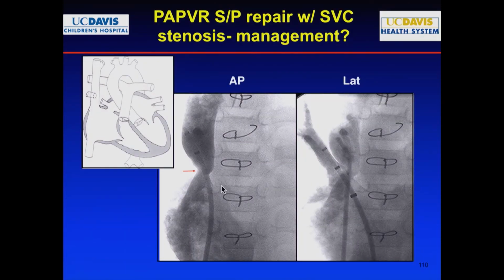Here's a patient who had a partial veins repair, and this is post-op. You know, there's a stenosis. Now, plan was to go ahead and stent this. Now, you know why we have to think about what you have to think about. You know that the pulmonary veins was right there during surgery. So if you're going to stent this, what could you do?